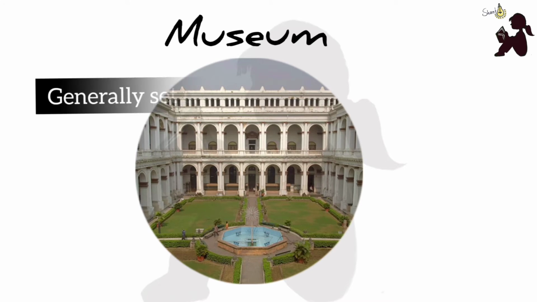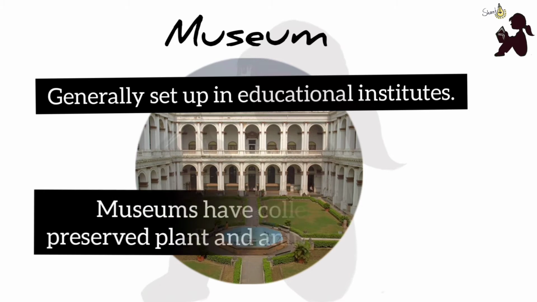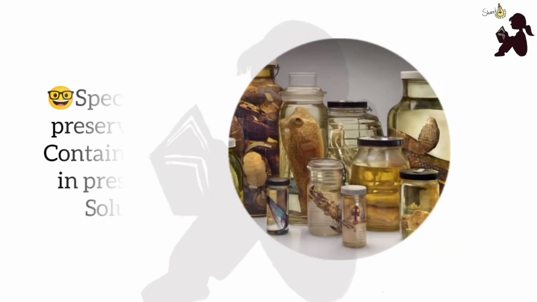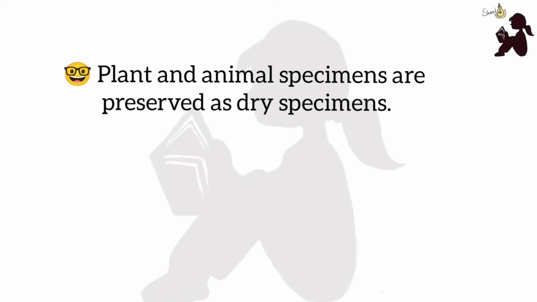Museums are generally set up in educational institutes such as schools and colleges. Museums have collections of preserved plant and animal specimens for study and reference. Specimens are preserved in containers or jars in preservative solutions. Plant and animal specimens are also preserved as dry specimens.